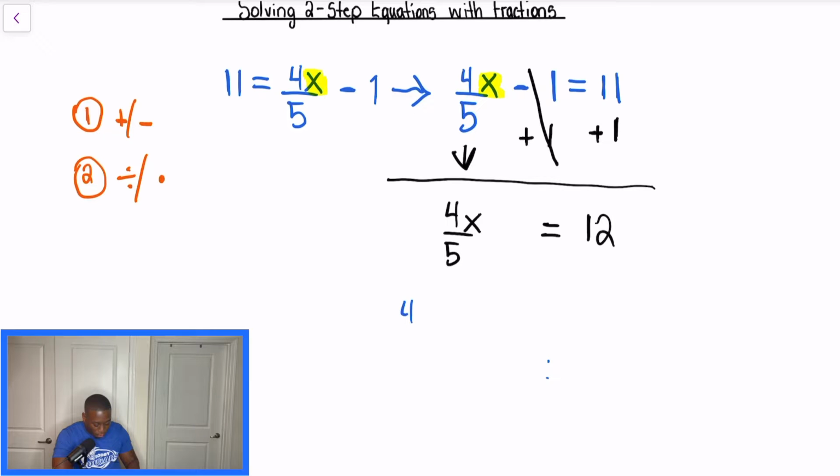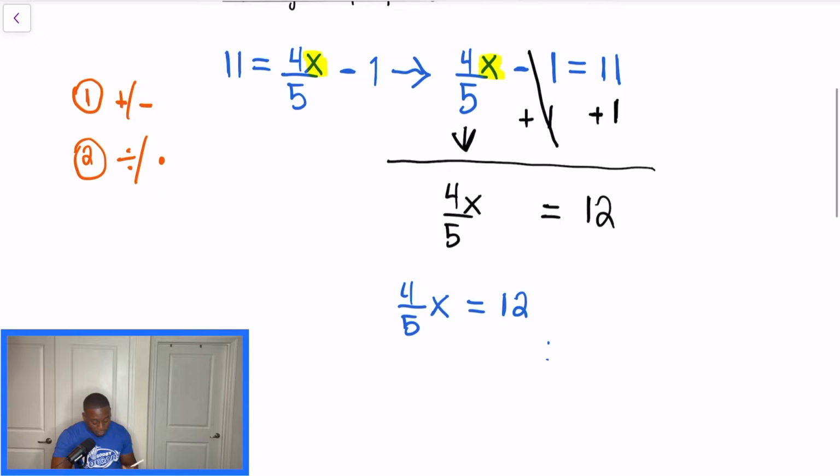So we have 4 over 5x is equal to 12. Remember, guys, when we're dividing by an entire fraction, we want to turn it into a multiplication problem and take the reciprocal. Instead of dividing by 4 over 5, we're going to multiply by its reciprocal. All the reciprocal is saying is, the top number comes to the bottom, and the bottom number comes to the top. So the reciprocal of 4 over 5 is just 5 over 4.